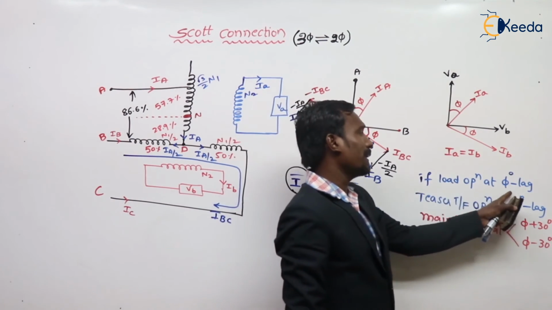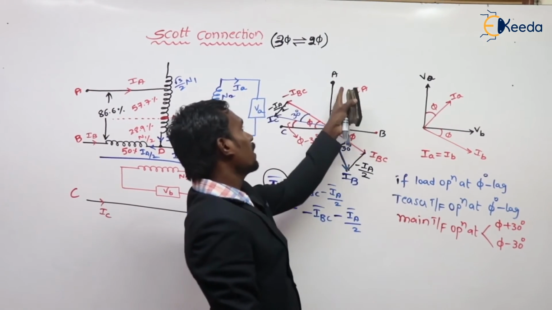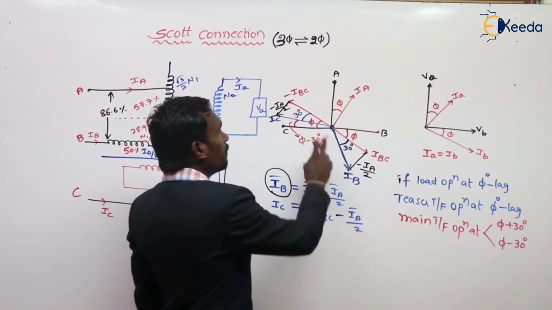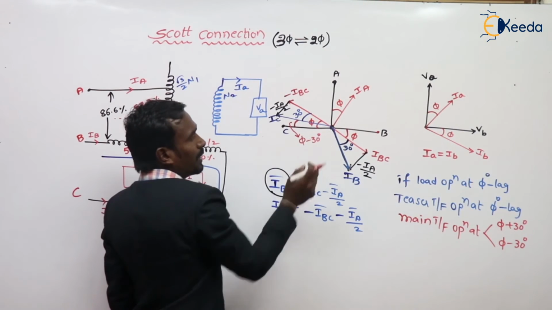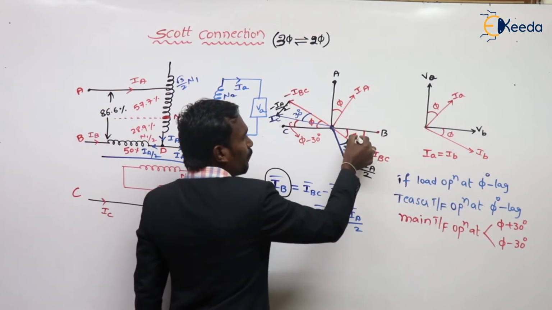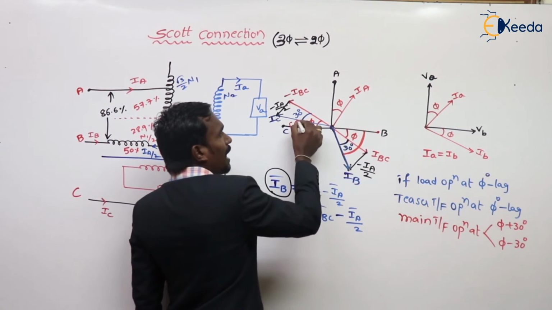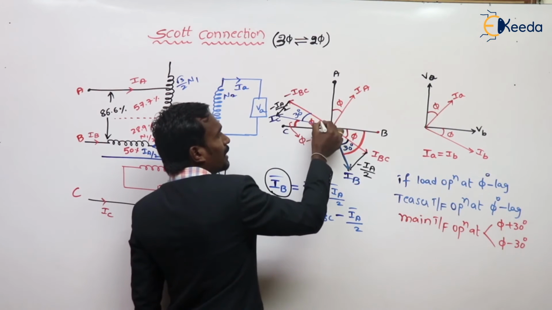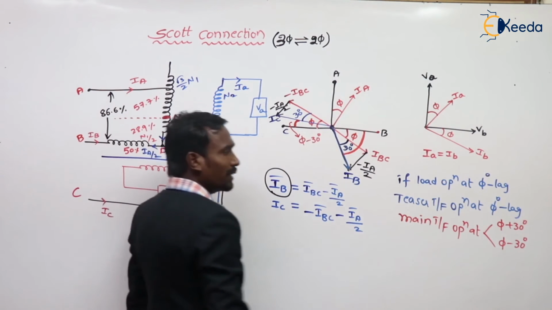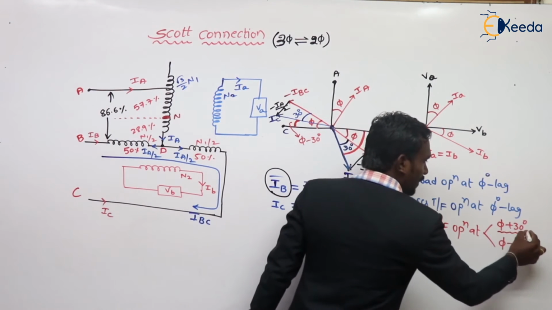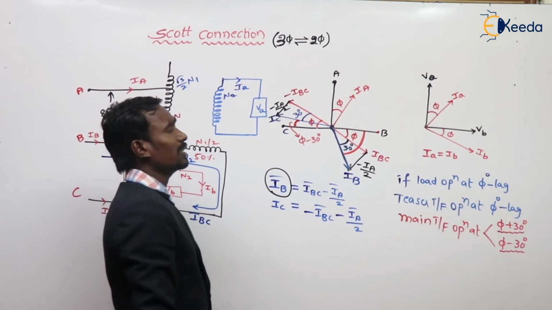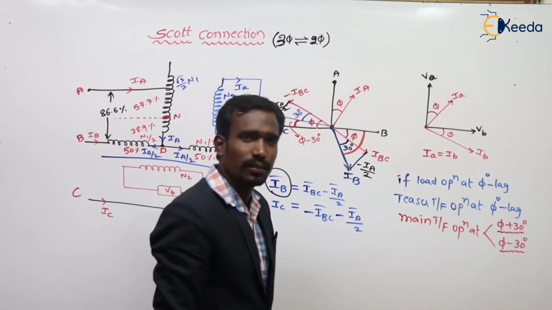If the load is operating at 5 degrees lagging, then our teaser transformer is also operating at 5 degrees lagging, but the remaining two parts of the main transformer, one is operating at 5 plus 30 degrees, and the other is operating at 5 minus 30 degrees. This is at balanced load condition.